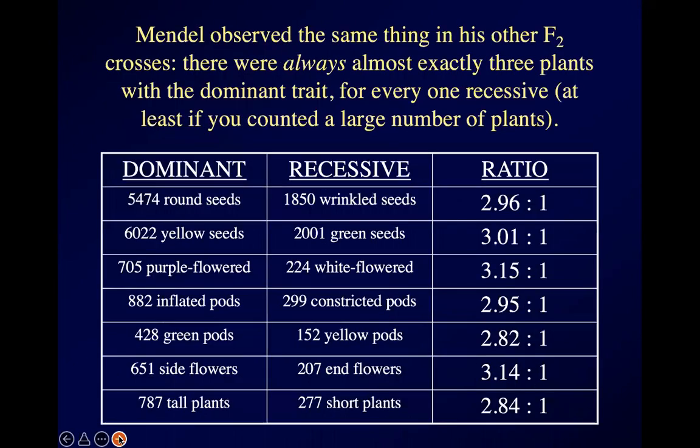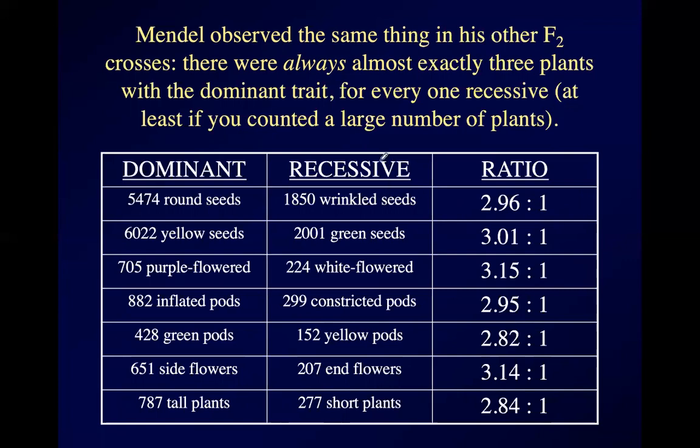And he observed the same thing in his other F2 crosses. You certainly do not need to memorize these numbers, but there were almost always exactly three plants with the dominant trait for every one plant with the recessive trait if you do enough counting.